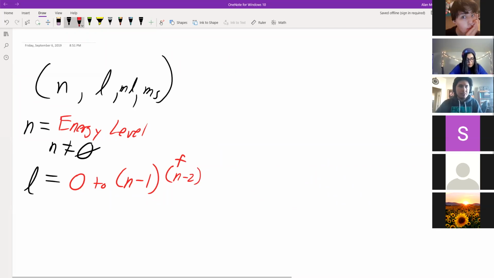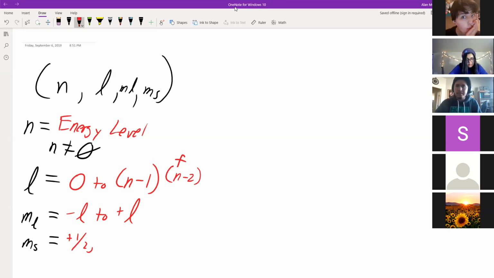And then on to m sub l. What range could this value be? From negative l to positive l. Exactly. And then from there we have m sub s, which is the spin. What values could this be? I'll give you a hint: it's only 2 values. Positive half and negative half. Yes, positive 1/2 or negative 1/2.